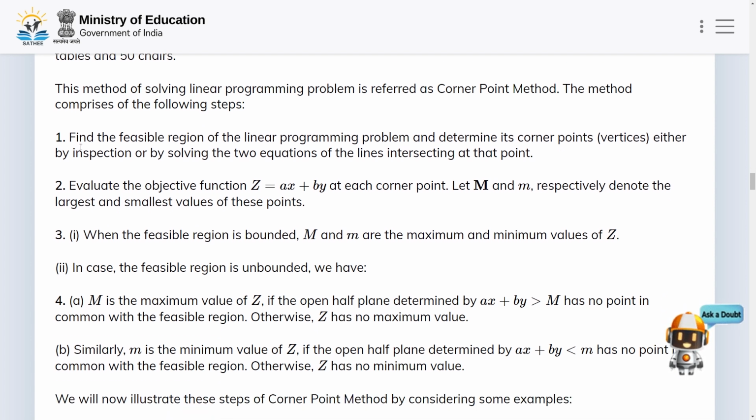First, find the feasible region. Determine its corner points, by inspection or by solving the inequalities, and then evaluate the objective function value at each of the corner points. Now identify what will be your capital M and small m. Capital M means the largest or maximum value, small m means the minimum value.